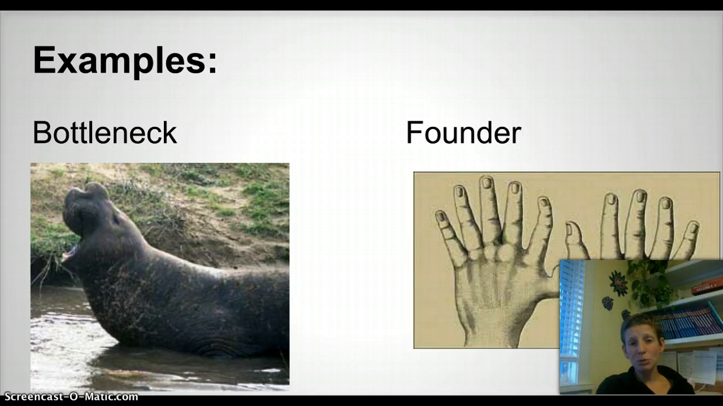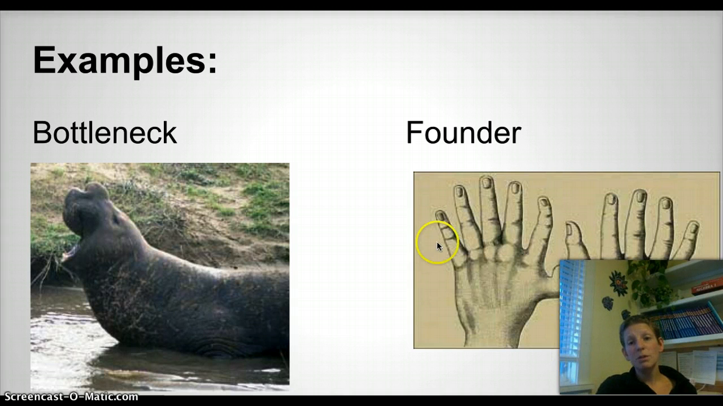We had 2 examples. For our bottleneck example, we looked at elephant seals and how they were hunted down to near extinction. There was just about 20 left in the population, and with that few individuals in the population, they don't have that much choice of who to mate with, and therefore there's not a lot of variation in their genes, and so you get a very different genetic makeup of the population that is regrowing versus the population that existed years and years ago.